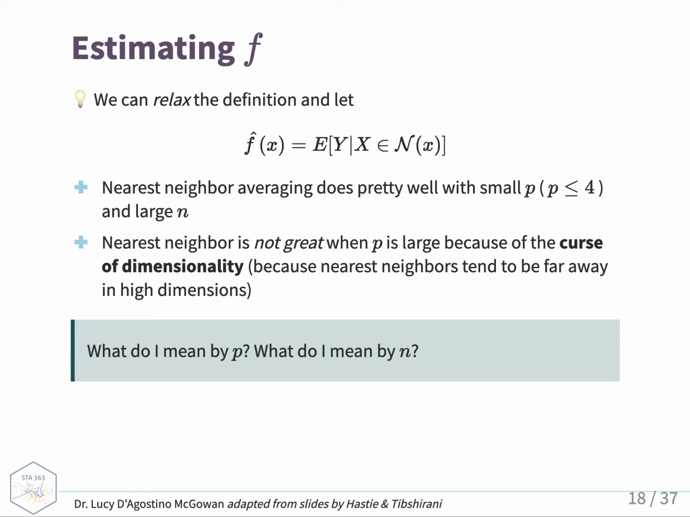So what do I mean by p and what do I mean by n? A little more notation here, but p is basically, again, the predictors. N is the number of observations.